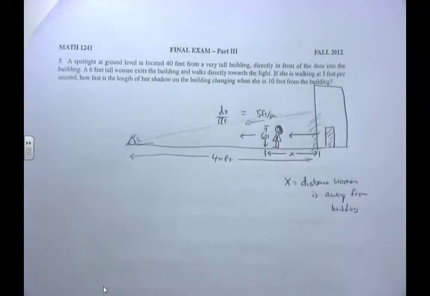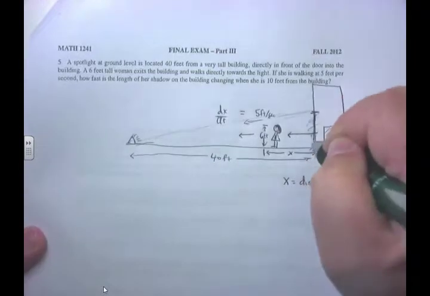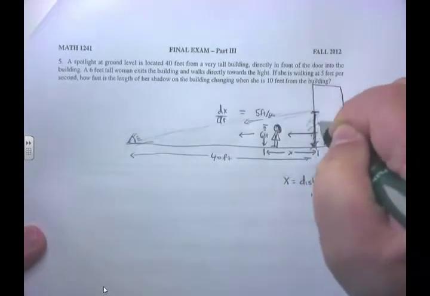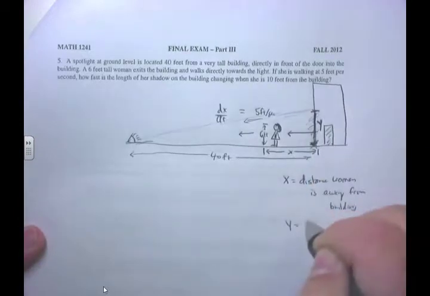But draw pictures and you have to label it. Come up with your own variable. There's another thing that's changing on this problem too. And what is that? And what are we interested in? This right here. I'm going to call this guy Y. And what is this? Y is equal to the shadow.